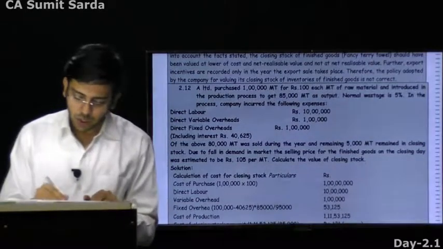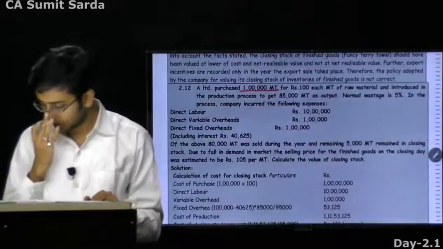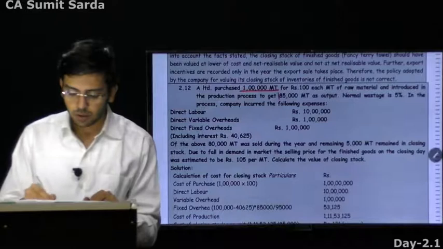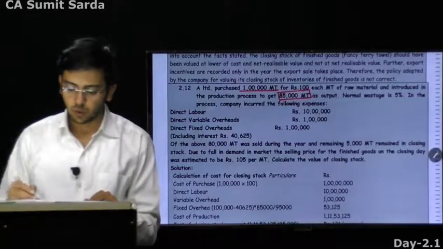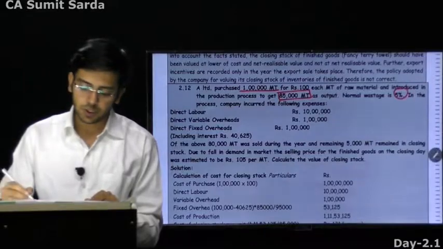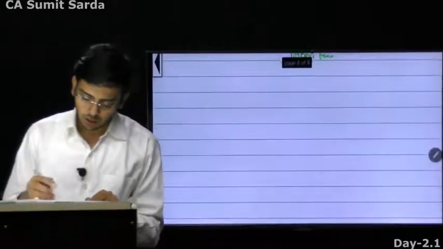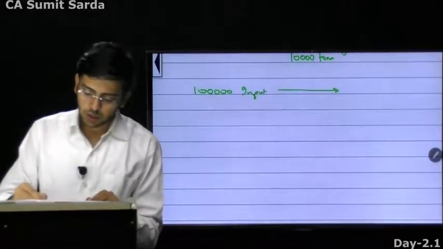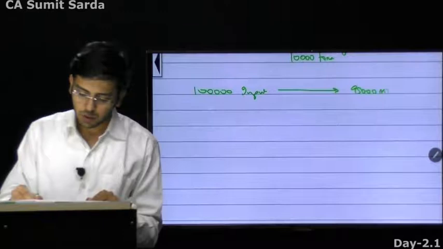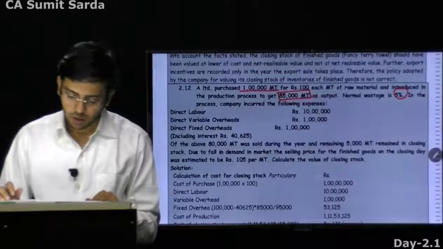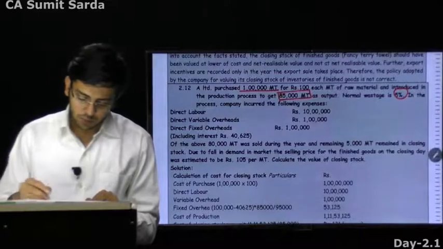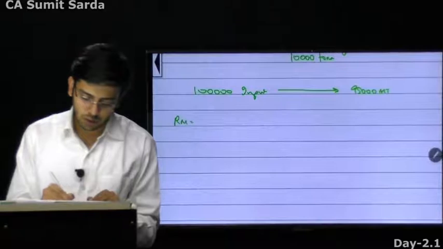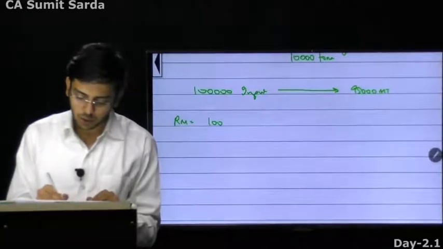A Limited purchased 1 lakh metric ton at 100 each of raw material and introduced it in the production process to get 85,000 metric ton. Normal wastage is 5%. That means normally, if we enter an input of 1 lakh metric ton, we should get 95,000 metric ton, correct? In the process, it incurred the following expenses. First expense was raw material: an input of 1 lakh metric ton purchased at 100.